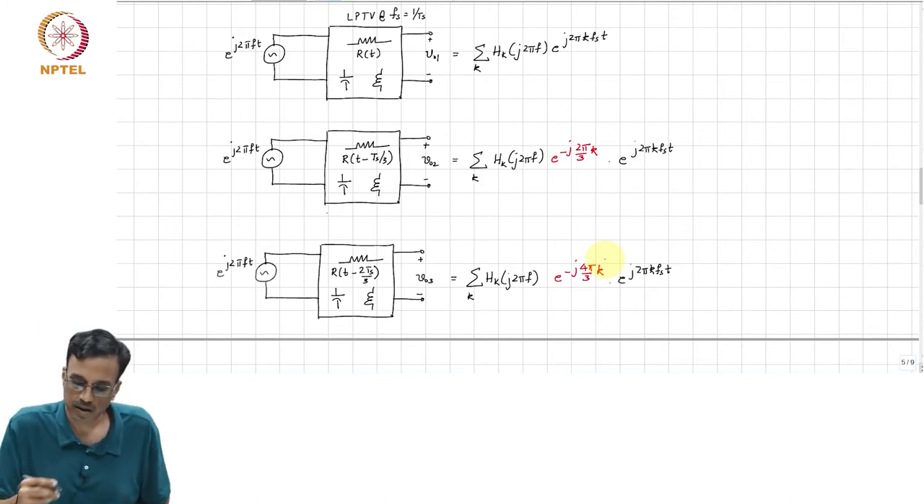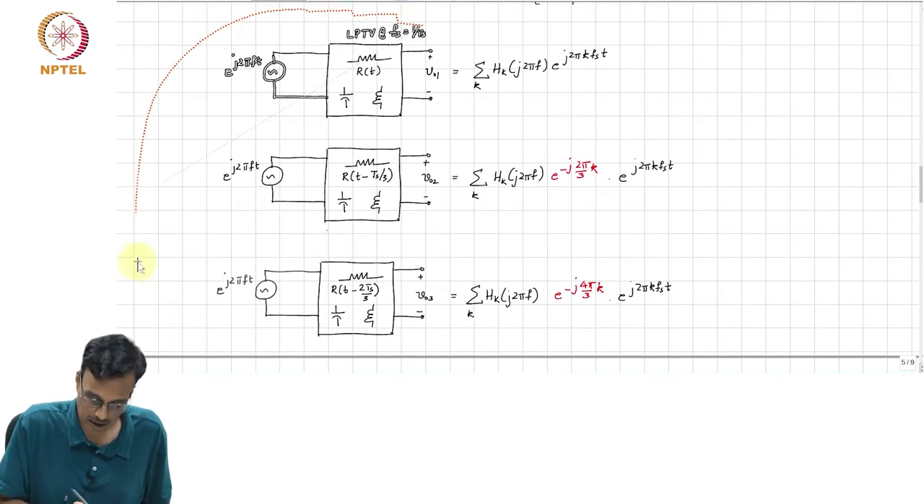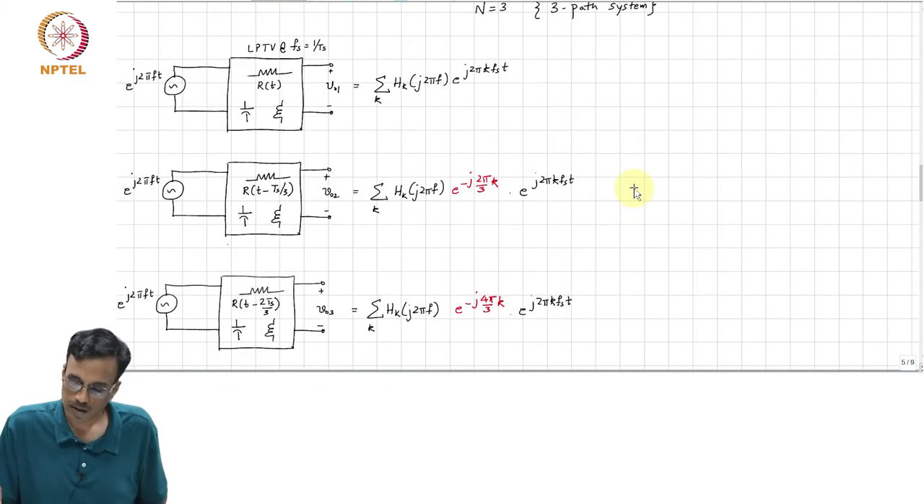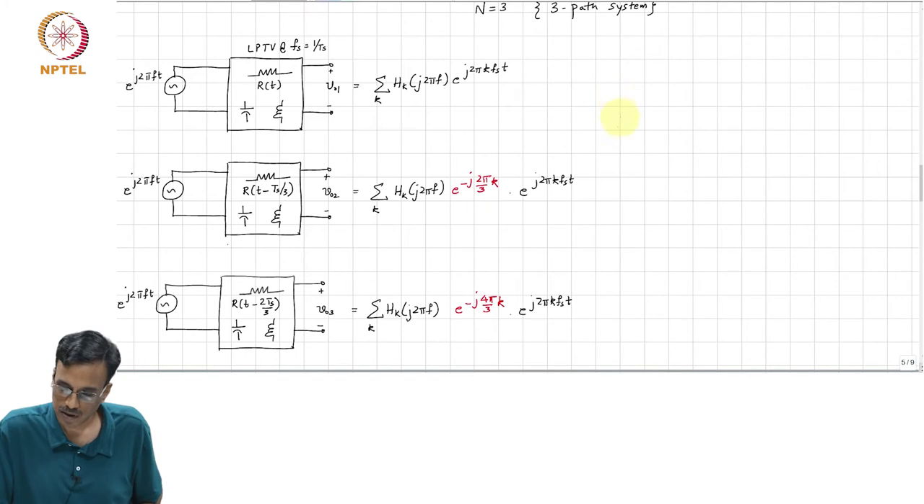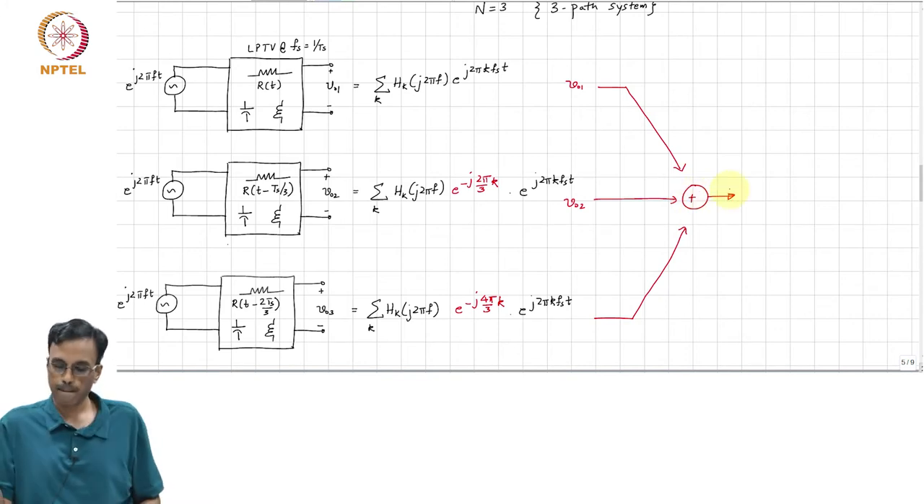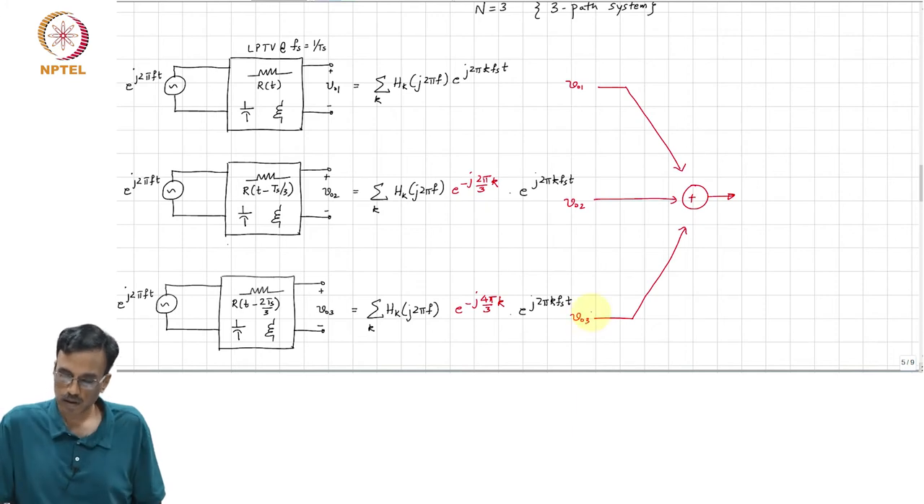Now, it is very interesting to see what happens when, let us say, we add up. So, we take VO1, we take VO2, take VO3, add all these things together. All right. And so let's see what we get.